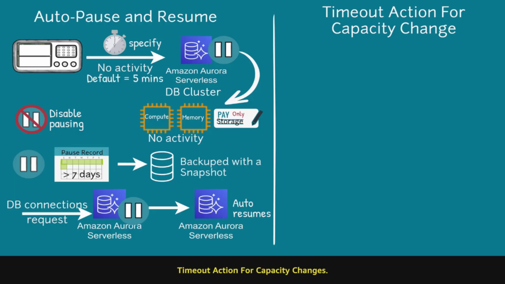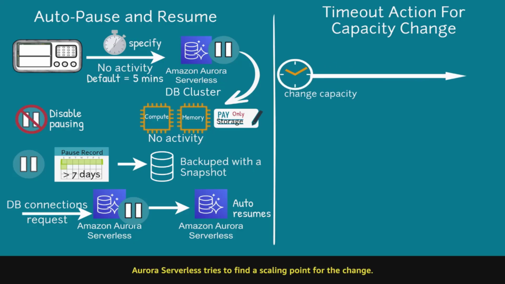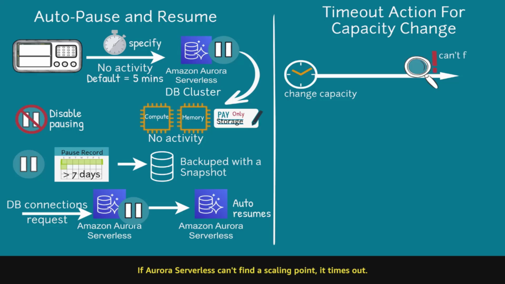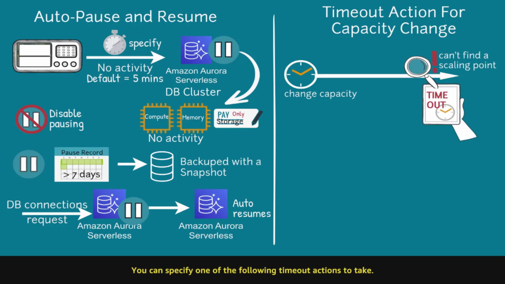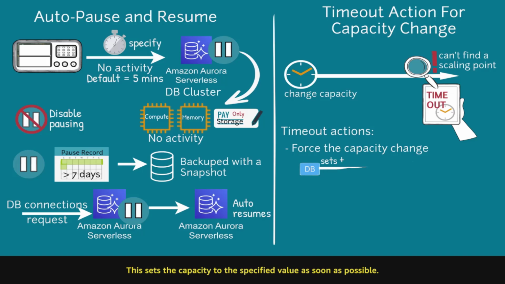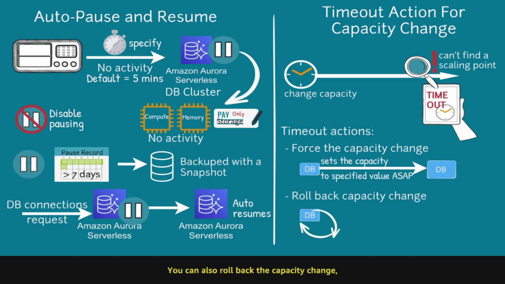Timeout action for capacity changes. When you change the capacity, Aurora Serverless tries to find a scaling point for the change. If Aurora Serverless can't find a scaling point, it times out. You can specify one of the following timeout actions to take. You can force the capacity change. This sets the capacity to the specified value as soon as possible. You can also roll back the capacity change, which means the capacity change is cancelled.